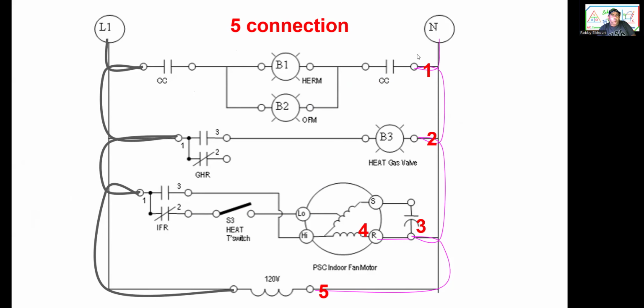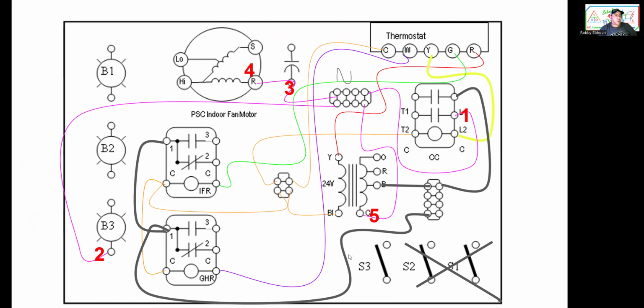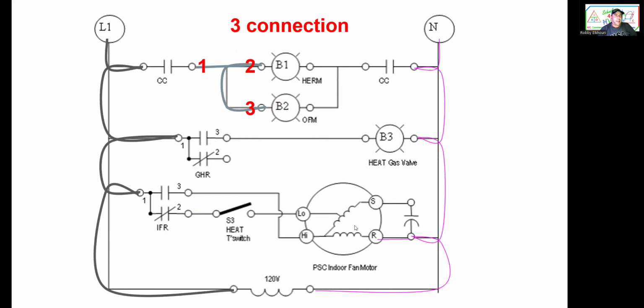Okay, B3, compressor contactor, the capacitor, and transformer. And transformer, where's transformer? Right here. Okay, number 5. All right, let's move on next.